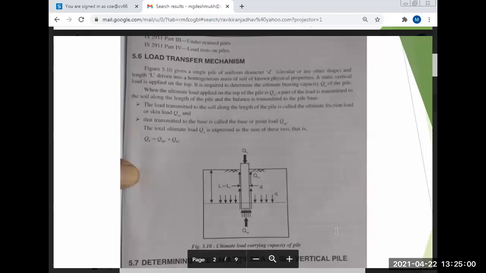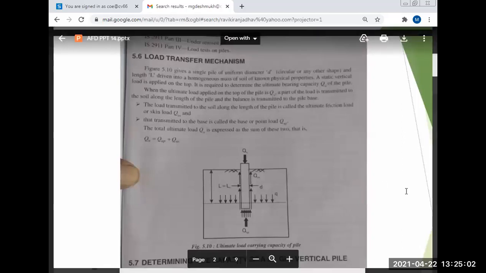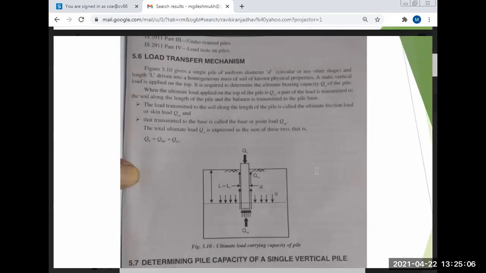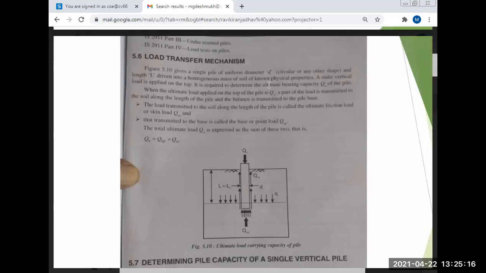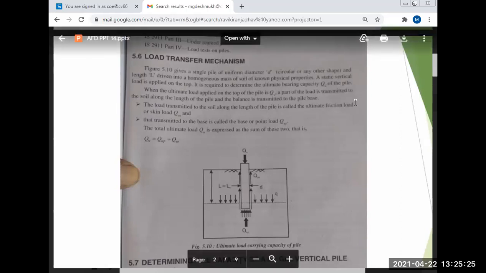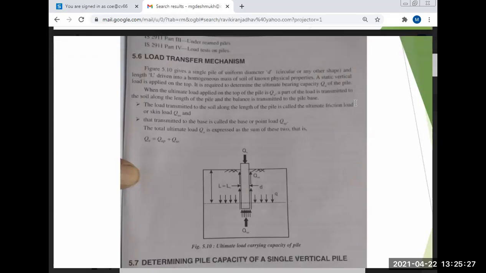तो सबसे पहले यहाँ पर देखो, this figure shows a single pile of uniform diameter D. This is a pile, diameter is D. It is not necessary that it should always be circular. It can be of any shape, but generally it is circular only. Its length is L. It is driven in a homogeneous mass of soil of known physical properties. Of course, a static vertical load is applied on the top. It is required to determine the ultimate bearing capacity Qu of the pile. First I will read, then I will explain the things.